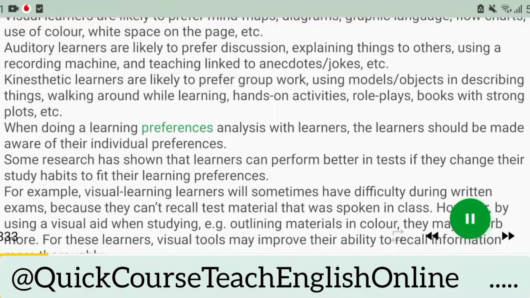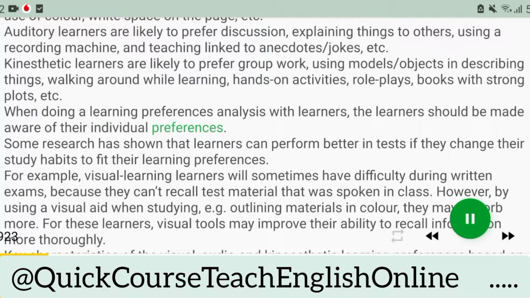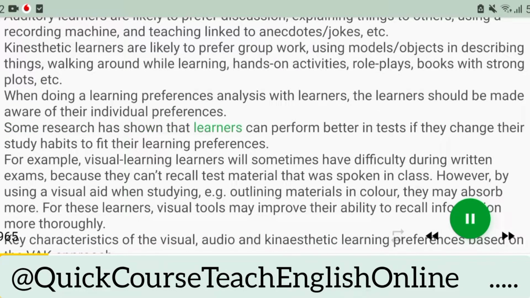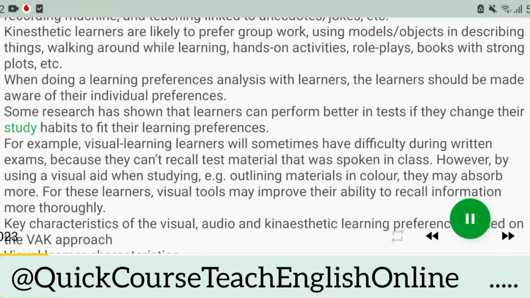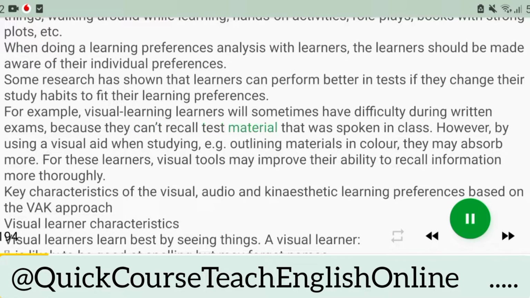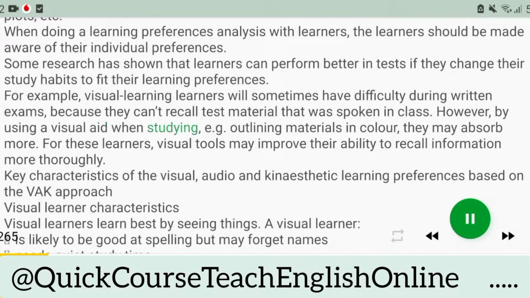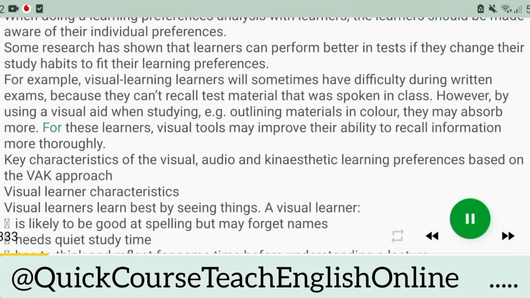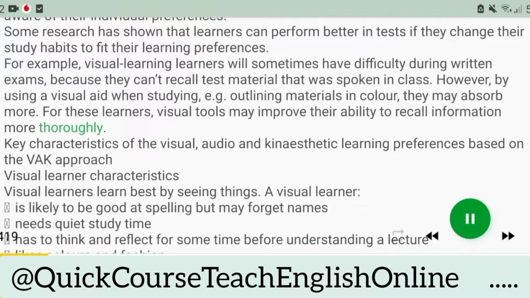When doing a learning preferences analysis with learners, the learners should be made aware of their individual preferences. Some research has shown that learners can perform better in tests if they change their study habits to fit their learning preferences. For example, visual learners will sometimes have difficulty during written exams, because they can't recall test material that was spoken in class. However, by using a visual aid when studying, e.g. outlining materials in color, they may absorb more. For these learners, visual tools may improve their ability to recall information more thoroughly.